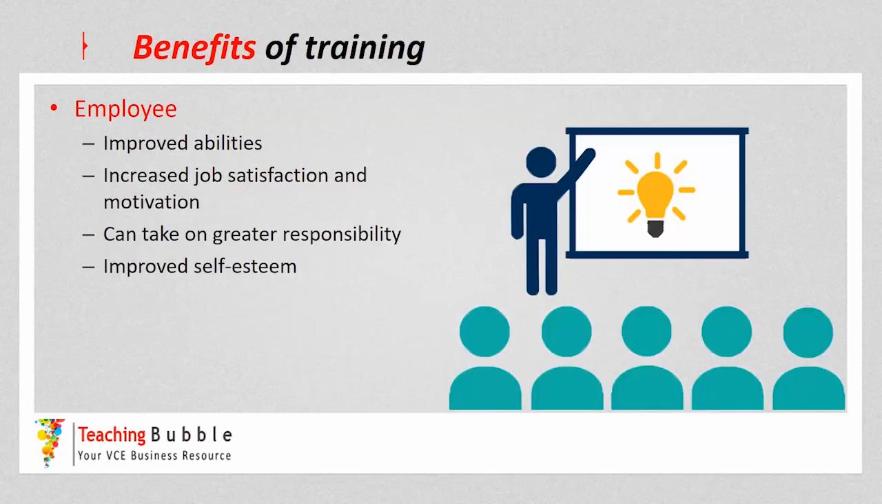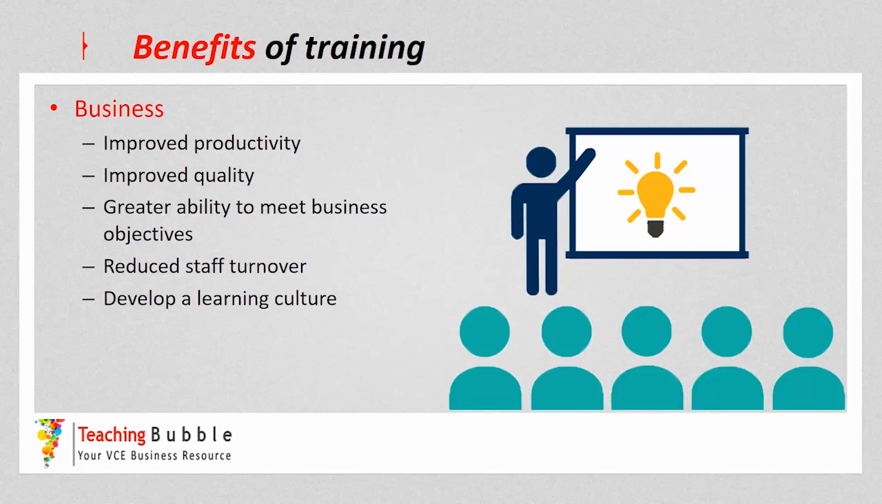Now, some of the benefits of implementing training for the employees are that they're improving their skills and abilities. That's a real benefit, and it can lead to improved job satisfaction or even improved motivation, because if they're better at their job and they feel more comfortable in their job, then that can improve job satisfaction. Also, it can enable them to take on greater responsibility within the organisation in the future, as their skills and knowledge improve, and it also improves their self-esteem, because they're becoming better at their job.